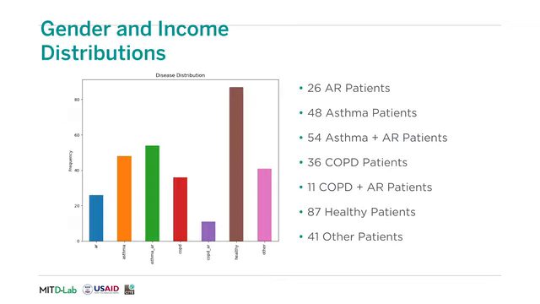The overall disease distribution among the patients is shown in the plot. The data included 175 patients with pulmonary diseases and 87 healthy patients. Patients may also have multiple pulmonary diseases, for example, asthma and COPD.